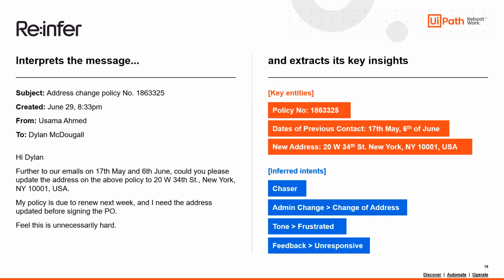And then what makes it even more powerful is that it's able to get inferred intents, right? So now you're really seeing where it's using natural language processing to understand things like tone or feedback, or even the intent of the email, meaning they wanted an administrative change, a change of address. And so all of those different tags can be used to kick off specific automations, depending on what those intents were and what the entities given were. So you can really create some tailored experiences when you start to use this communications mining capability with your automations.